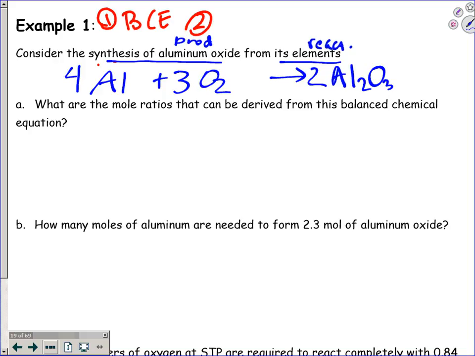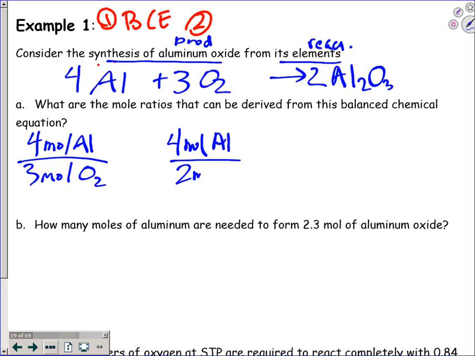Now, 4 to 3 to 2 is our ratio. So let's give me 1 mole ratio. Courtney, can you give me 1 mole ratio here? Choose anything. Just give me 1 ratio. 4 moles of aluminum to 3 moles of oxygen. Okay. Harshita, give me another one. 4 moles of aluminum, 2 moles of aluminum oxide. Good. Alicia, give me another one.